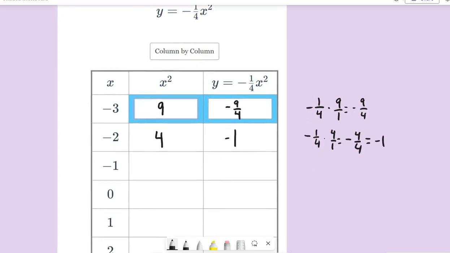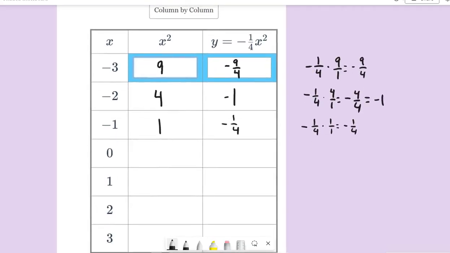And then we have -1 squared. Well, -1 times -1 is 1. And we have -1/4 times 1 over 1. And that's just going to be -1/4. Okay. Now, it gets kind of cool because obviously 0 to the second power would be 0. And then anything times 0 is obviously going to be 0. So we have just 0, 0 then.